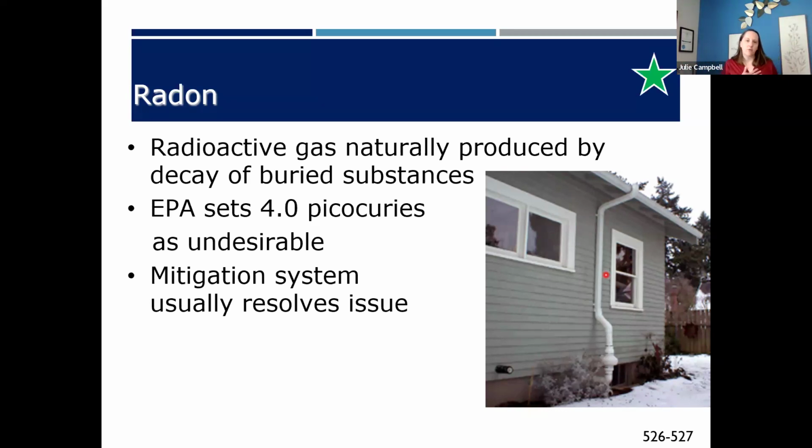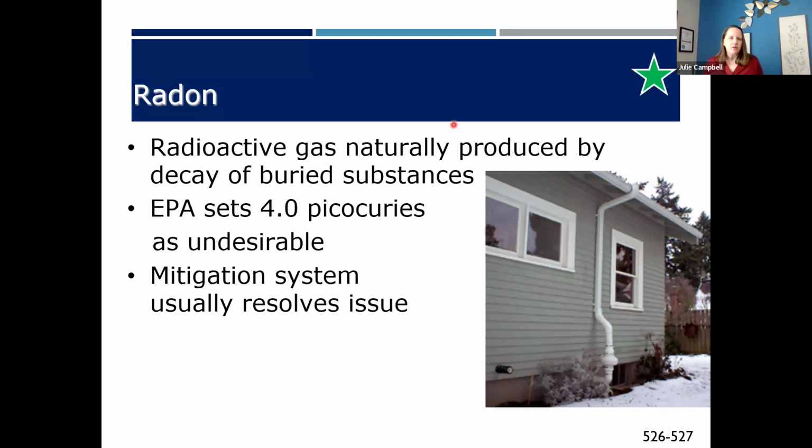Again, it's in the air. We breathe that air, so it gets into our respiratory system and affects our lungs. Those that come into this with respiratory issues may be more sensitive to radon. Anything over 4.0 picocuries is not only undesirable, but it's also a material fact. So if at any point we learn that it's over 4.0 picocuries, then we have a duty to disclose that.